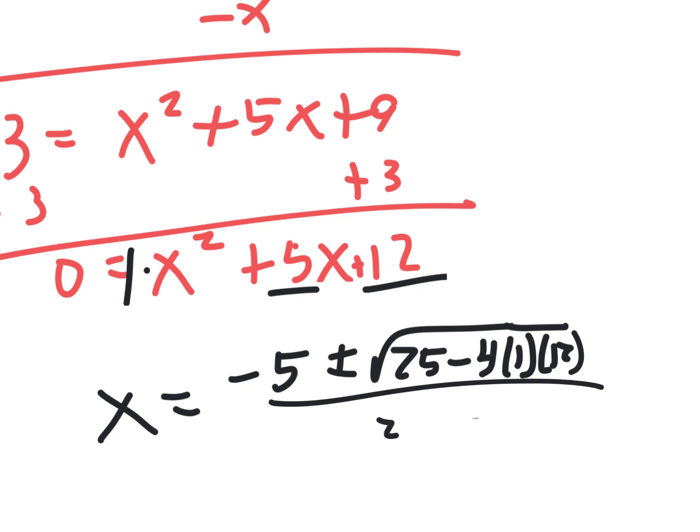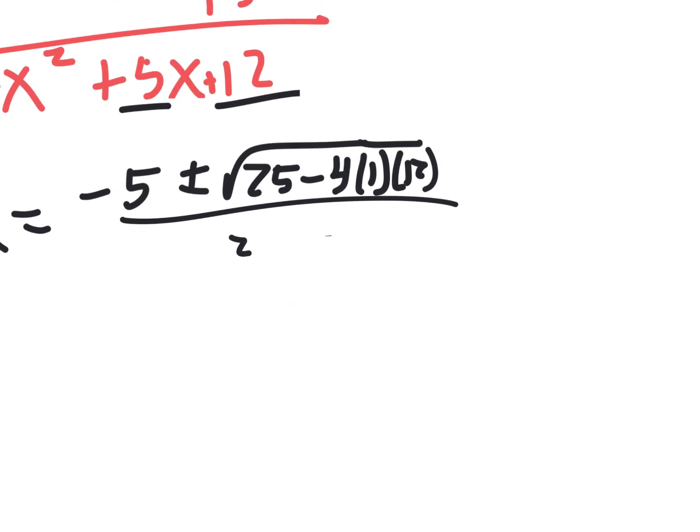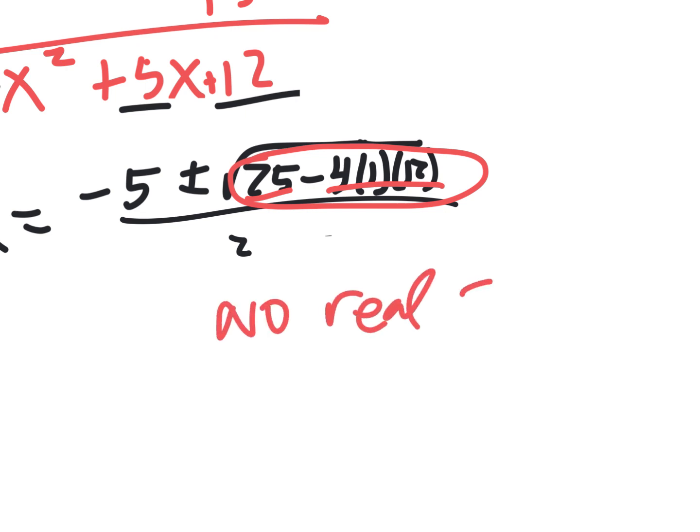So 25 minus 48, oh my gosh, I got a negative square root. A square root of a negative. Do you get that this number is much bigger than this number is? That means I have a negative under the square root. That means there's no real solution. If you've got a square root of a negative anything, then you don't have a real answer. You have an imaginary answer. So you'd say no reals.